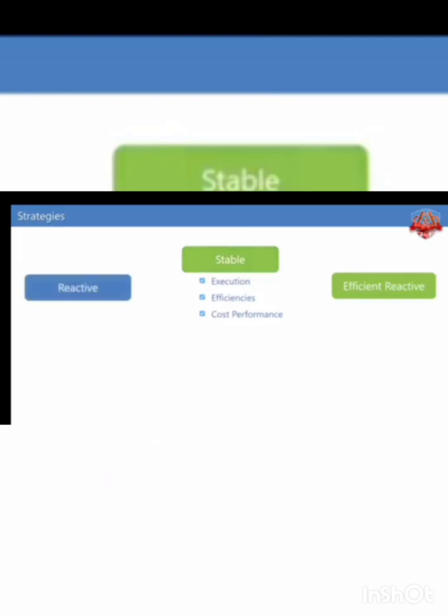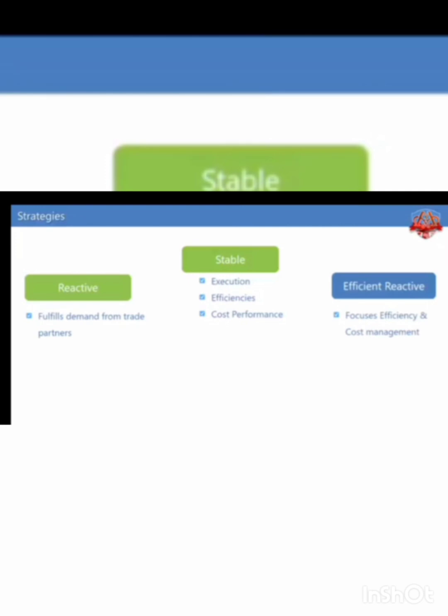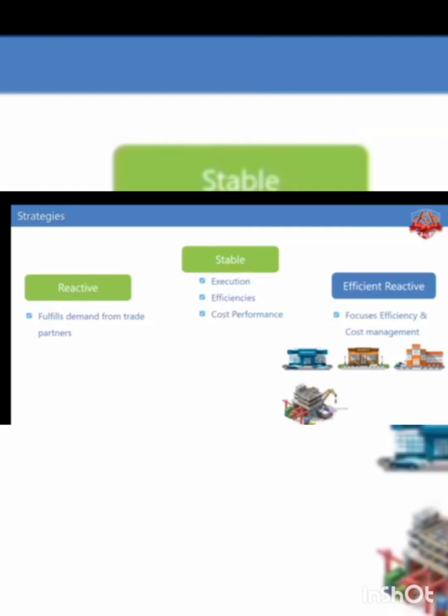Coming to reactive supply chain strategies, it works well when the chain must fulfill demand from trade partners. For example, a manufacturer of sports team apparel for fans. When the team makes it to the next round, more products are needed. However, for a losing team, demand virtually disappears. Coming to efficient reactive supply chain, the focus is on efficiency and cost management of total delivered cost of finished goods. For example, in supermarket chains, distribution centers, logistics providers, and manufacturers cooperate to replace goods sold in shops within less than 24 hours.